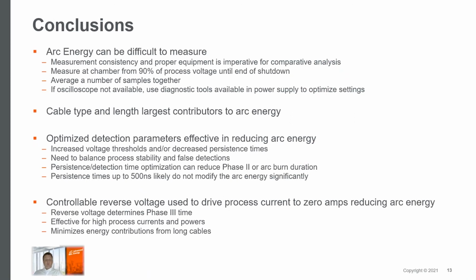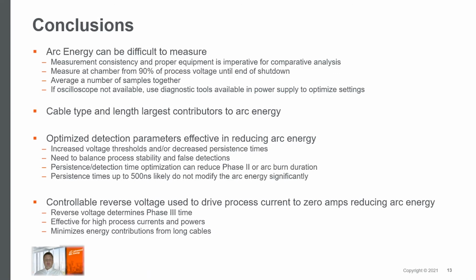Arc energy can be difficult to measure. The measurement consistency and proper equipment is imperative for comparative analysis. Measure consistently, measure at the chamber from 90% of the process voltage until the end of shutdown, and average a number of samples together due to the distributed nature. And if an oscilloscope is not available, use diagnostic tools available with this power supply.